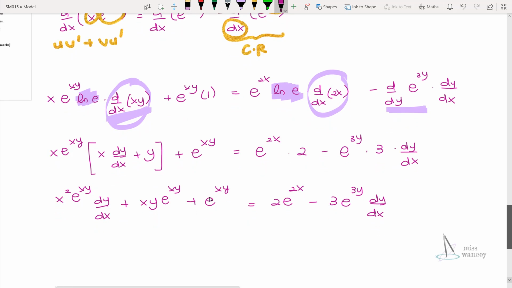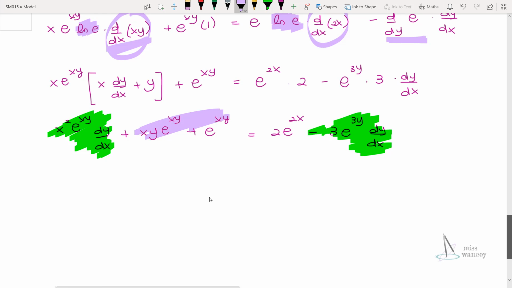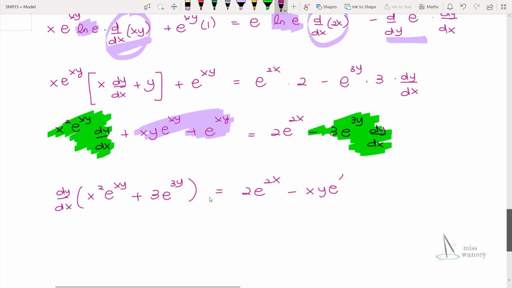So now I'm going to let dy over dx be the subject, so the term that has dy over dx will go to the left, so this term will go to the left, this term will stay on the left, the term without that one should go to the right hand side, so these two should go to the right hand side. Okay, so what I have is dy over dx times x squared e^(xy) plus 3e^(3y), and this is 2e^(2x) minus xy e^(xy) minus e^(xy).